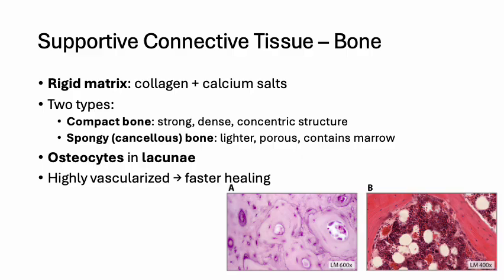Bone is a rigid connective tissue that provides structural support and protection for the body. Its matrix contains collagen fibers combined with calcium salts, giving bone strength and some flexibility. There are two main forms of bone. Compact bone is dense and organized into concentric structures that provide strength and resilience to stress. Spongy or cancellous bone is lighter and more porous, containing spaces that often hold bone marrow. Bone cells like osteocytes reside in the lacunae and maintain the tissue. Unlike cartilage, bone is highly vascularized, which allows it to heal much more efficiently after an injury.